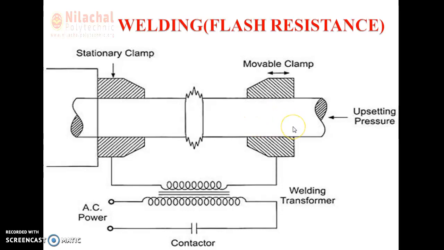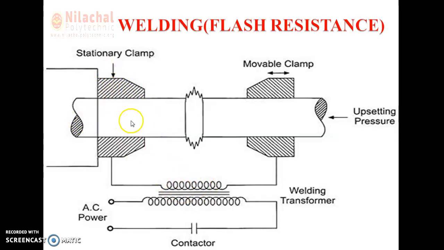So in flash welding, the heat required for welding is obtained from the spark that occurs between the two surfaces to be joined. In this process, the ends of the metal are pushed together to make contact, and immediately after the contact they are separated by a short distance. That means, first of all, we switch on this current.